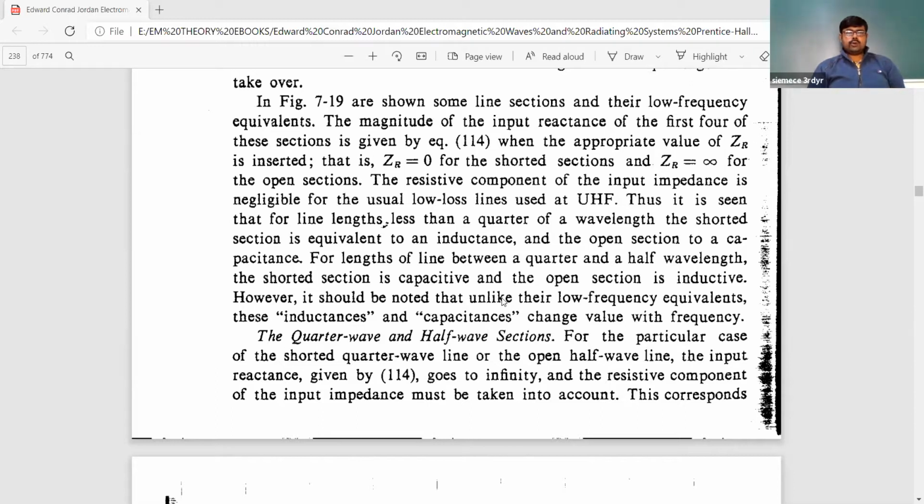However, it should be noted that unlike their low frequency equivalents, this inductance and capacitance change value with frequency. Obviously, there is a dependency on frequency for the inductance and the capacitance value. So before going to the detail of these things, first we have to identify what the quarter wave section is and what the half wave section is.